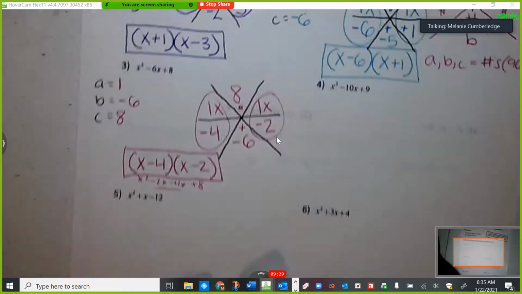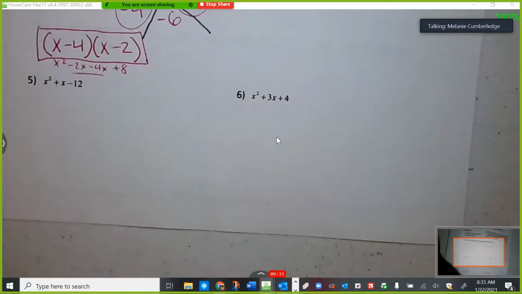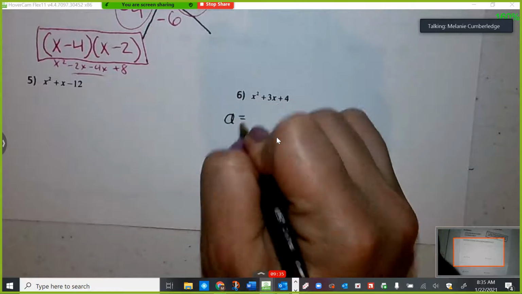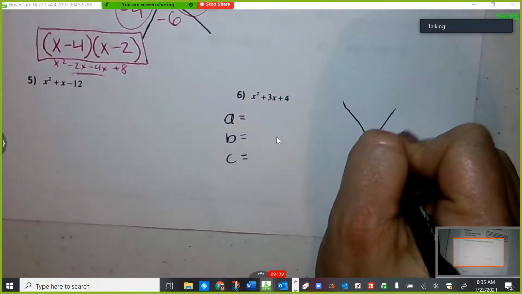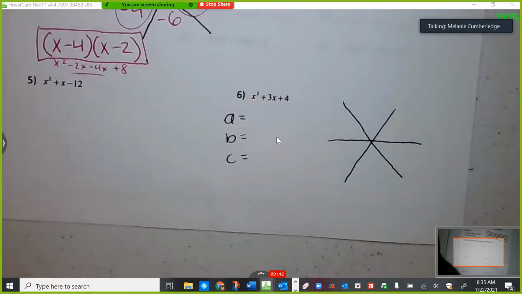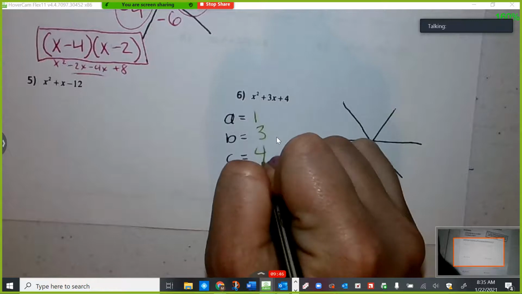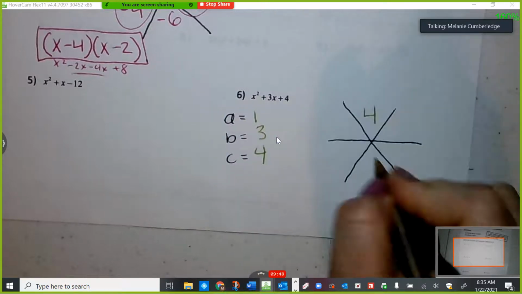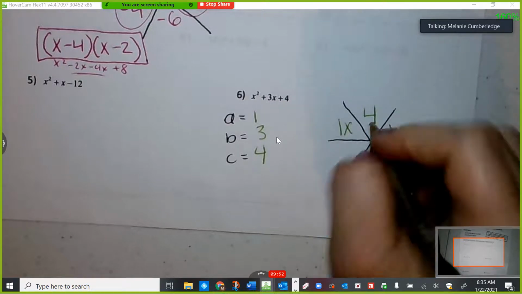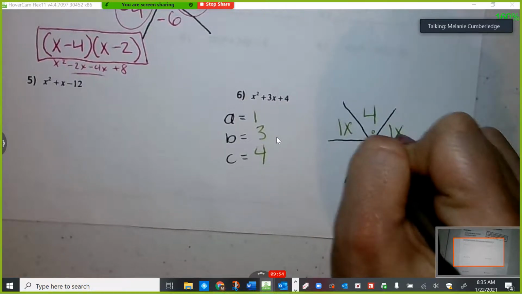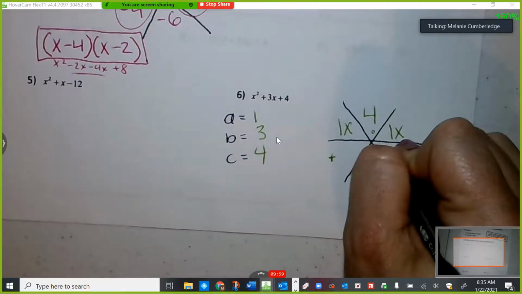Okay. Now we're going to skip 4 and 5 just because this gets repetitive, and we're going to look at number 6. And then we're going to go to the back. Okay. So I want you to realize, what is A? What's B? 3. And C? 4. Okay, A times C is 4, B is 3, 1x, 1x. What multiplies to give me 4 but adds to give me 3? I want you to realize they're both positive, so both of these numbers need to be positive.